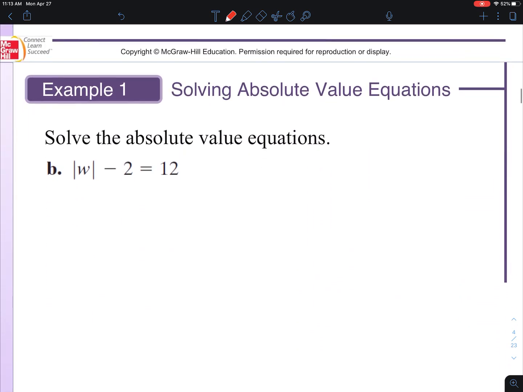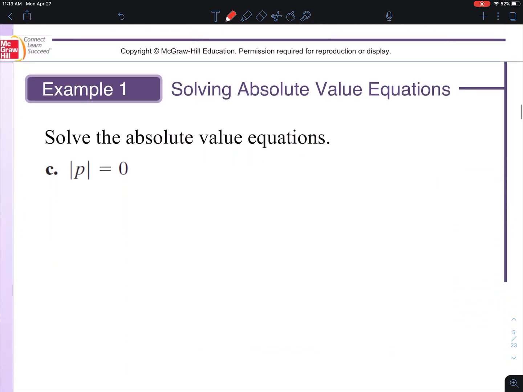So again, here, before we do the plus or minus, we're going to have to move the 2 over to the other side. So we have the absolute value of w is equal to 14, which means that w is equal to 14 or w is equal to -14. And so all numbers are w such that w is equal to 14 or w is equal to -14. Those are the two values that will make this a true statement.